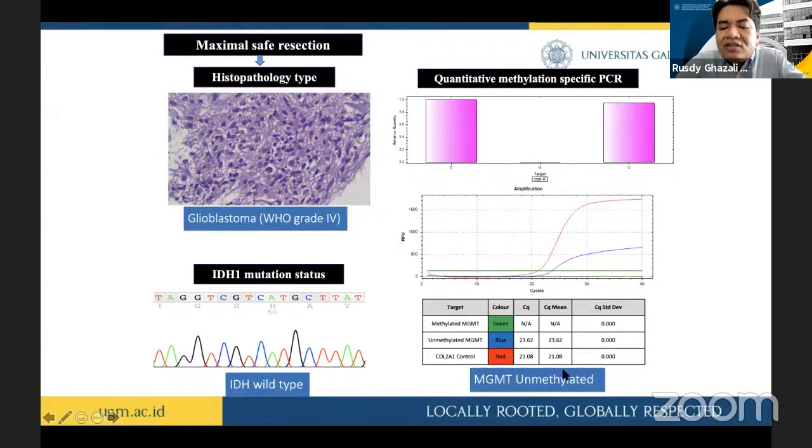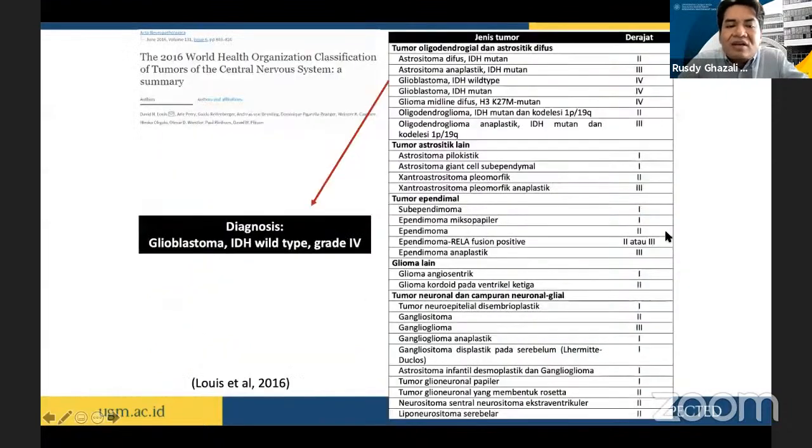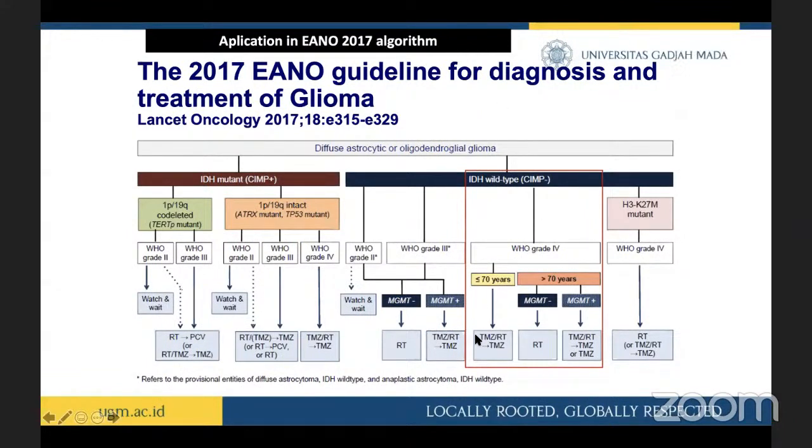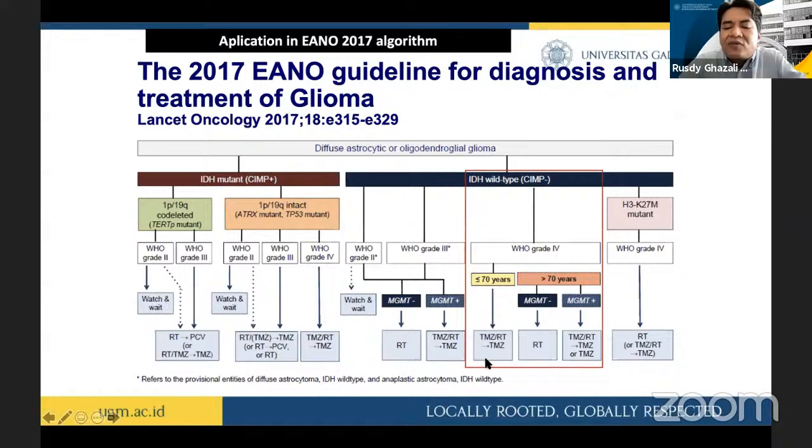The RT-PCR clearly shows that this is unmethylated MGMT. So based on that, the diagnosis of patients is glioblastoma, IDH wild type grade 4, so according to WHO classification. And let's see the EANO guideline. EANO guideline in patient with IDH wild type, WHO grade 4, with age less than 70 years is concurrent chemoradiotherapy with temozolomide and adjuvant with temozolomide.